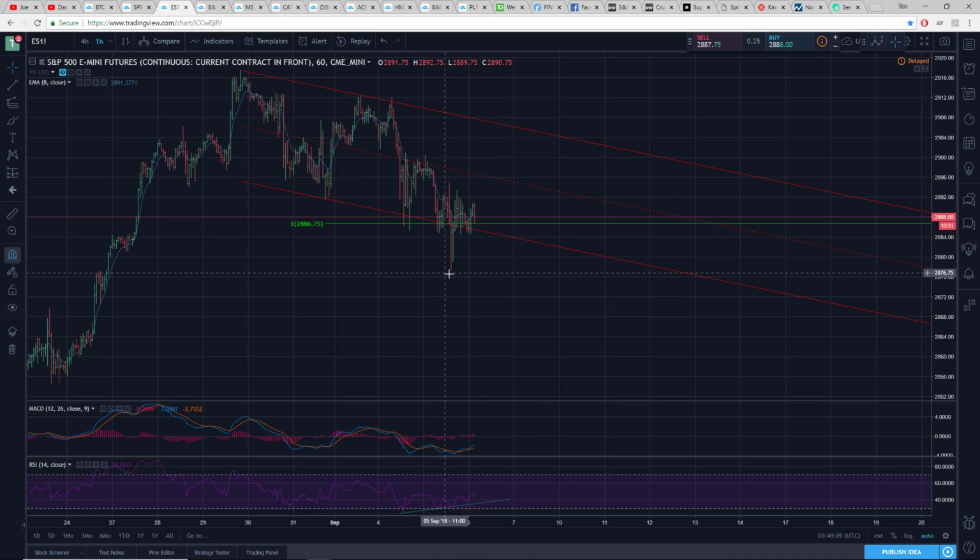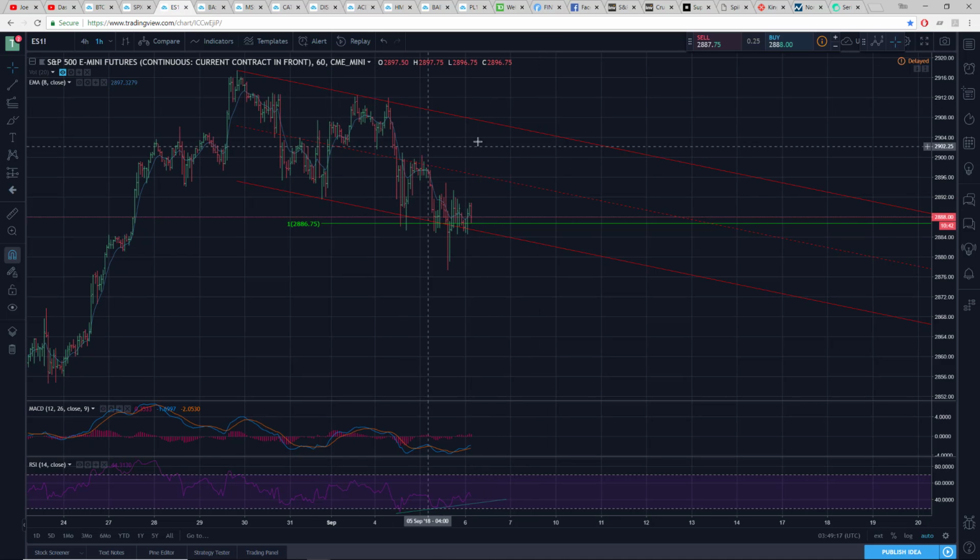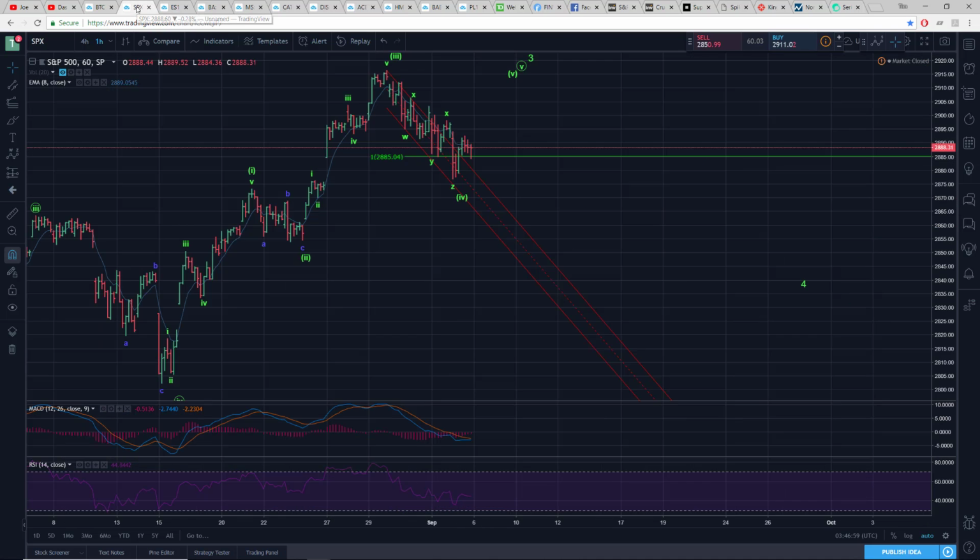But the stop is a tool, and then when it gets hit, you reassess. If it still looks good, you just get right back in, have a new stop. That's how it works. At least that's how it works for me. So that's a little explanation on that.